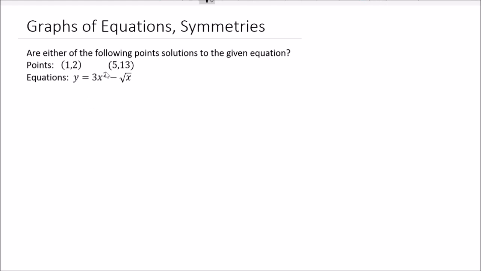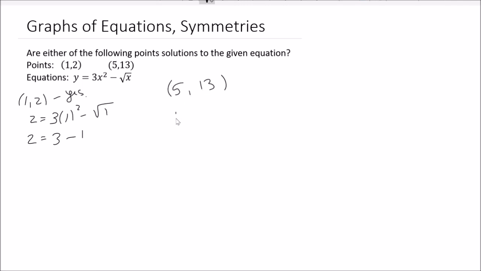Here's how it goes. We said earlier that a solution is simply the number or set of numbers that when input makes an equation work or makes it true. So all I would do to test these, if I wanted to test the point 1, 2, I would put in a 2 for y and see, does that equal 3 times 1 squared minus the square root of 1? Well, let's see. 1 squared times 3 is 3. So that says 3 minus 1 equals 2. So is this a solution? Yes, it is.